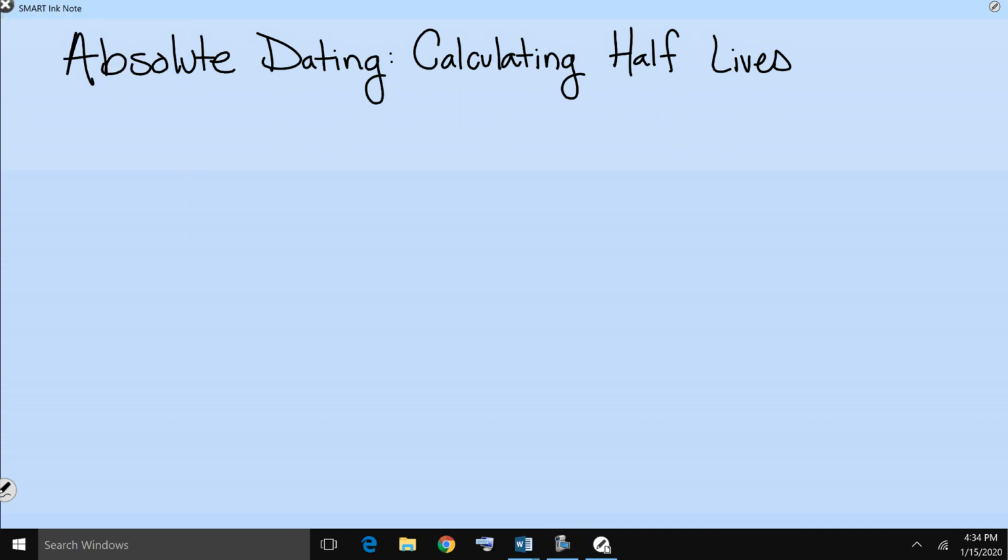Okay, so this video is to help understand absolute dating and calculating half-lives. Absolute dating measures the age of objects, such as fossils, rocks, etc., based on the radioactive decay of atoms. Unlike relative dating, this gives us a numerical age. Half-life is the amount of time it takes for half of the atoms in a radioactive substance to decay.